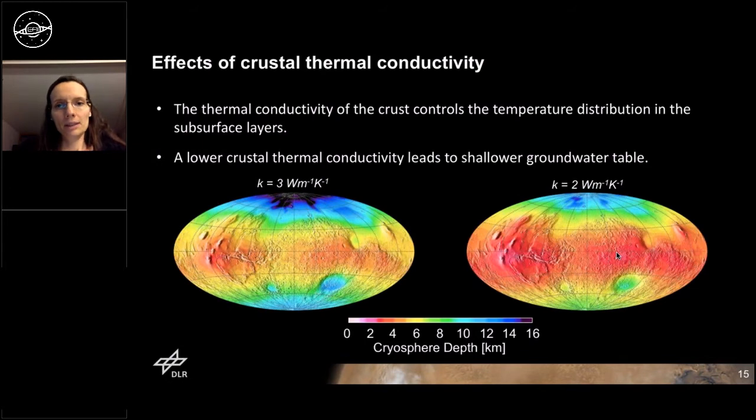Now, in terms of crustal thermal conductivity, this controls the temperature distribution in the subsurface layers, and basically it does so through the blanketing effect of the crust. So here we have two simulations in which we have a thermal conductivity of the crust on average of 3 watts per meter Kelvin, whereas here we have a lower conductivity. And the low conductivity means that we promote a better insulating effect of the crust, and therefore the subsurface temperature is higher. So basically what you see here is that the groundwater table depth shifts closer to the surface compared to this other model, and it does so by about 2.5 kilometers on average.